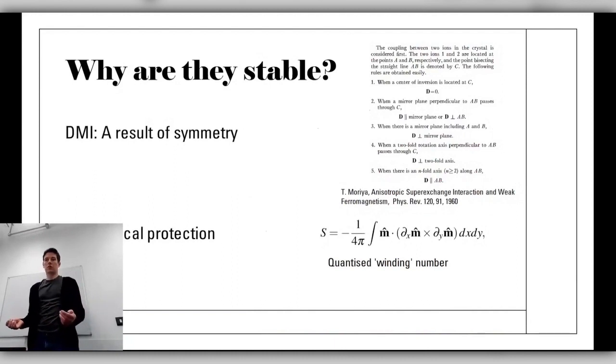Why are they stable? When the DMI is present, it is a result of crystal symmetry. Moriya, in his paper, outlines a number of rules which indicate the direction of the D tensor.